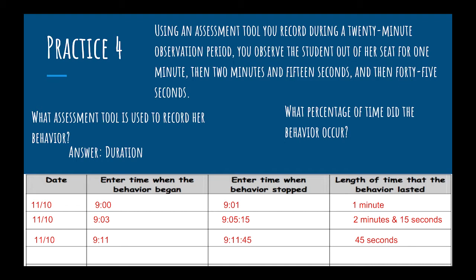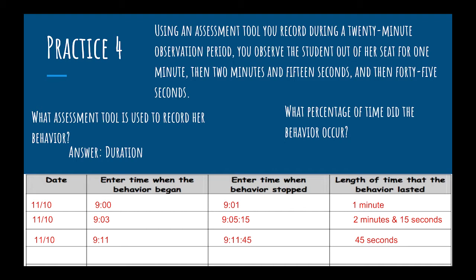You watched the student for 20 minutes. She showed the behavior 3 times. Add up the total time the behavior was displayed and determine the percentage of the total time you were watching. When you add up 1 minute, 2 minutes and 15 seconds, and 45 seconds, the total time the behavior was observed is 4 minutes.